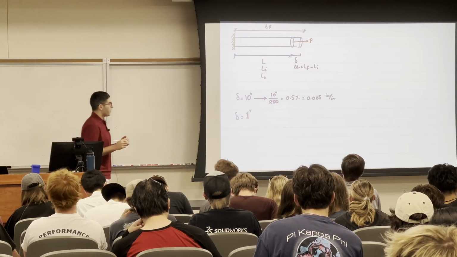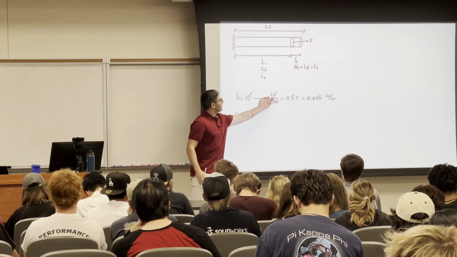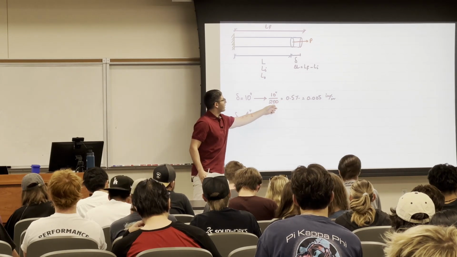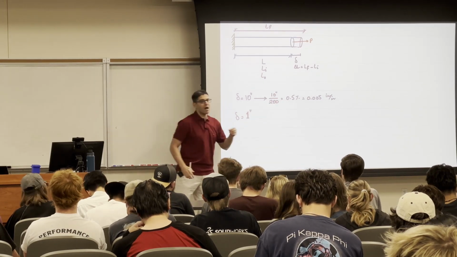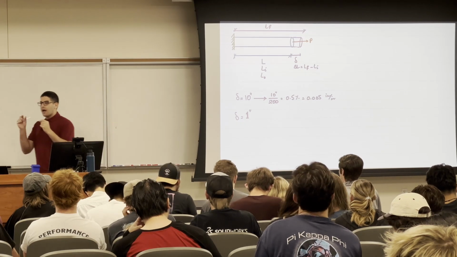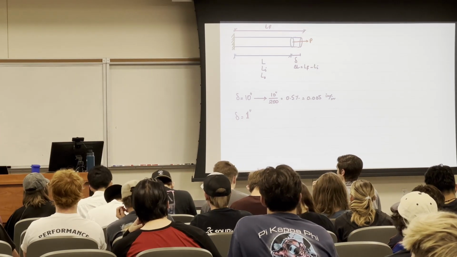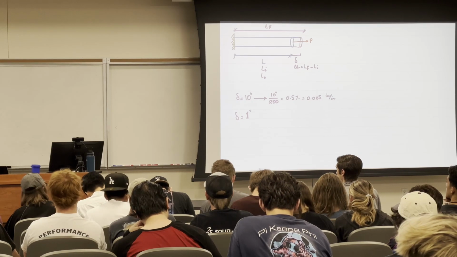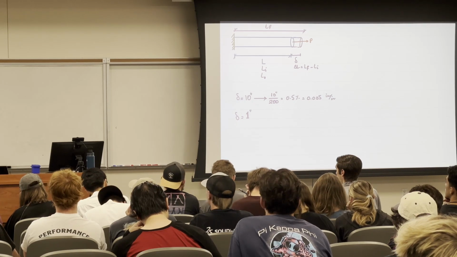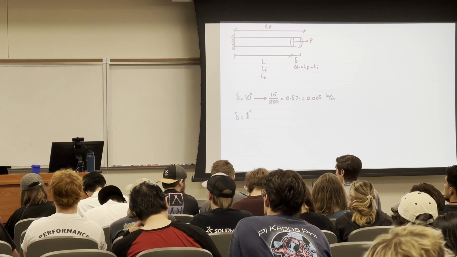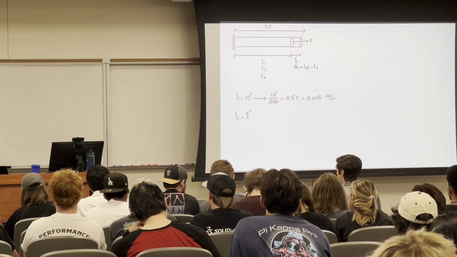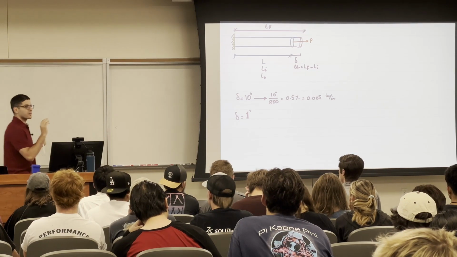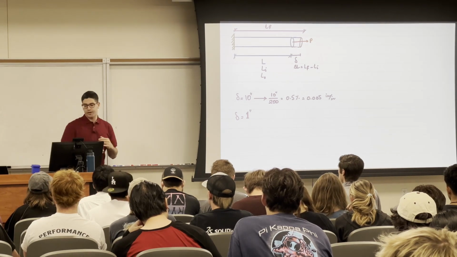So I'm dividing the delta, which is 10 inches, over 200 inches. What I want to find here is how much elongation the unit length had. So if I'm working with inches, now I know that every inch elongated by 0.005. This is something that I can build a judgment on.